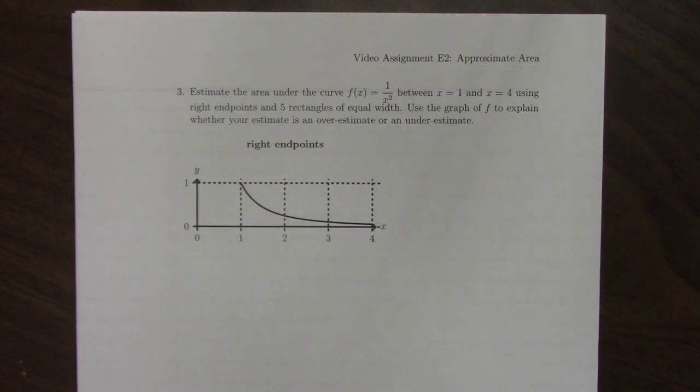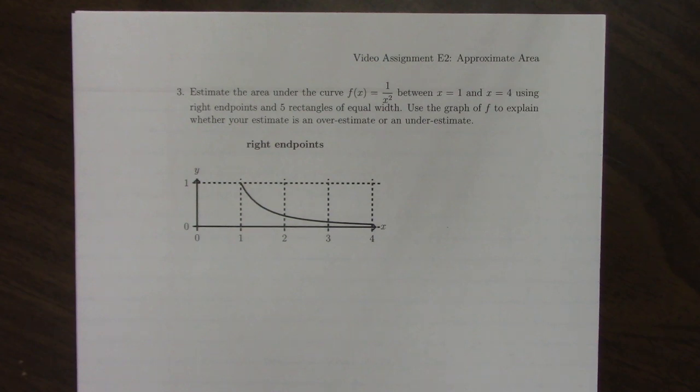Question 3 asks us to estimate the area under the curve f of x equals 1 over x squared between x equals 1 and x equals 4 using the right endpoints and 5 rectangles of equal width. Use the graph of f to explain whether your estimate is an overestimate or an underestimate.